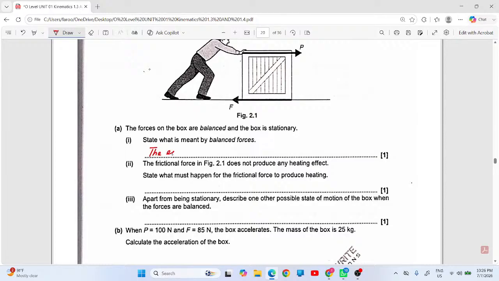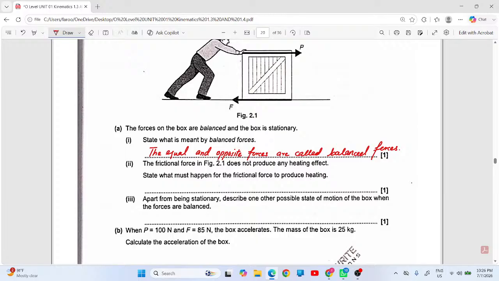Equal and opposite forces are called balanced forces. Next, the frictional force in figure 2.1 doesn't produce any heating effect. State what must happen for the frictional force to produce heating.